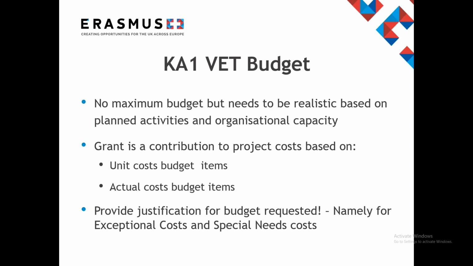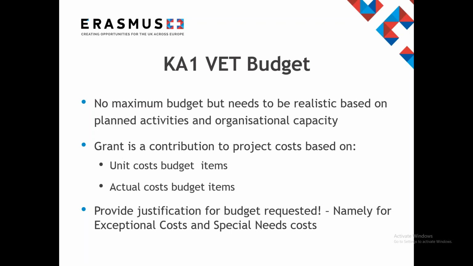Some key points to remember about the budget. They are unit cost contributions and actual cost contributions. With unit costs, the funding is automatically calculated depending on the unit. This can be the number of participants for a certain duration or a set cost per distance travelled, for example. Budget headings using unit costs are travel, organizational support, individual support, and linguistic support where eligible, as we've seen.